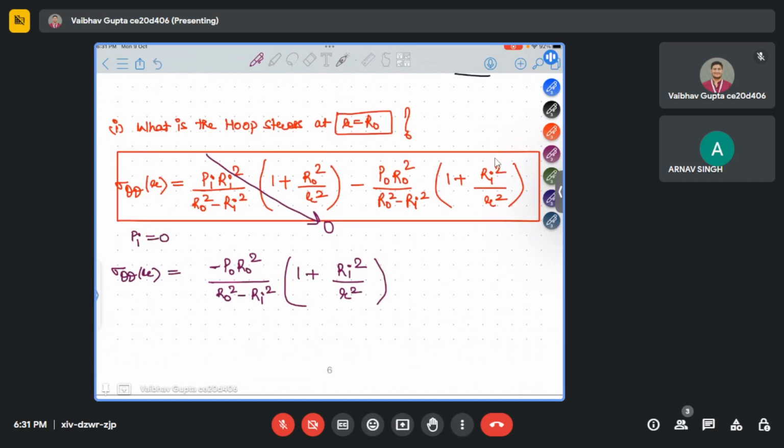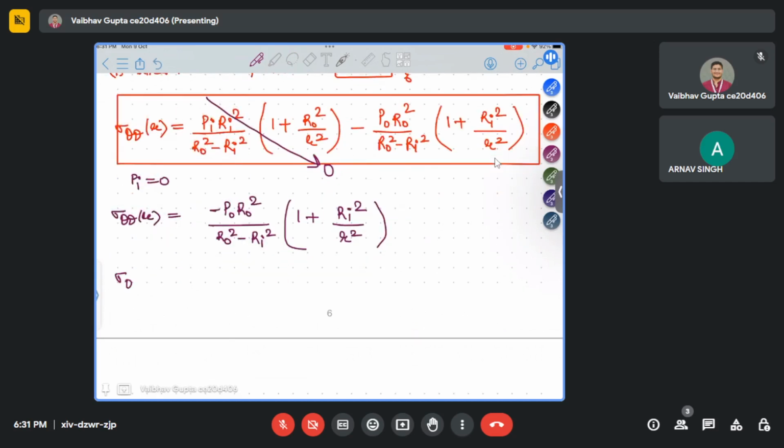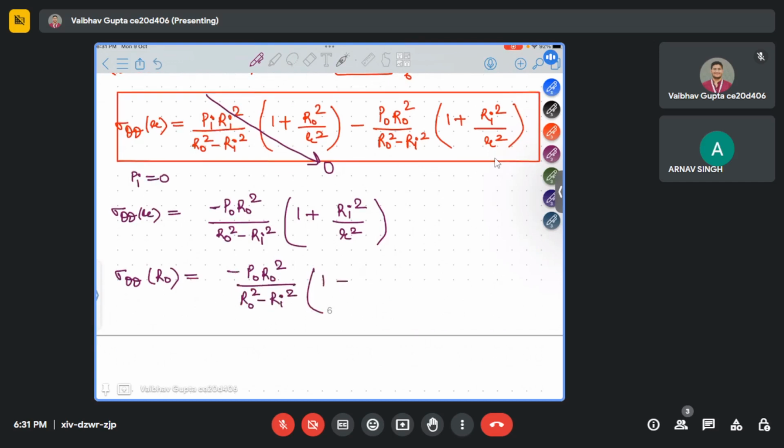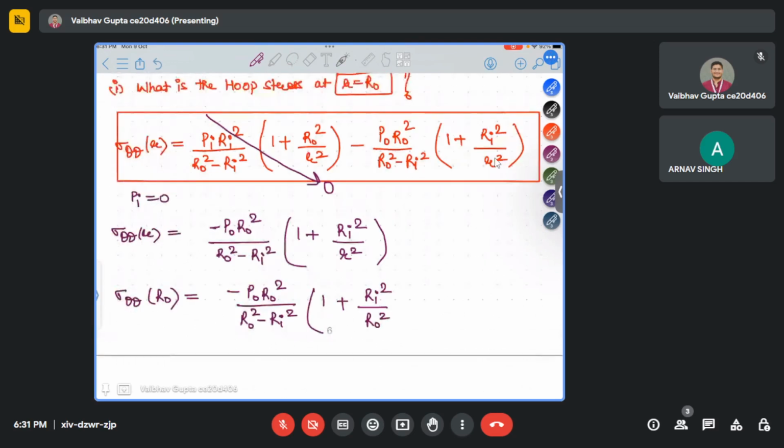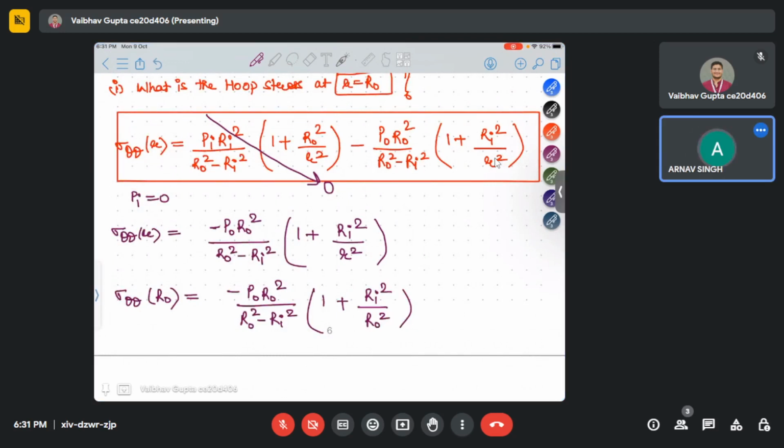Now where did they ask? Sigma theta theta at R naught. So we'll put R naught in terms of R. Our formula will become 1 plus Ri square upon R naught square. Understood? Or any doubt? Sigma theta theta is equal to this. From here to here, you got it?